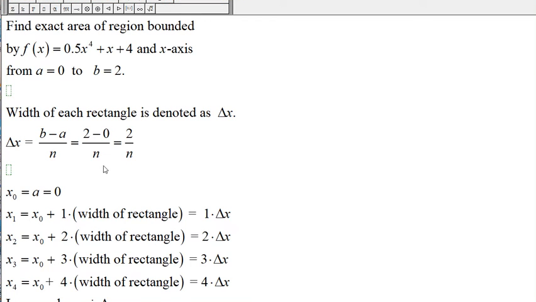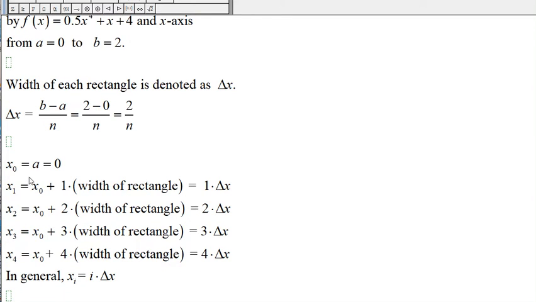First, let's find the areas of n number of rectangles. Delta x represents the width of each rectangle, and the width of each rectangle can be found by doing b minus a over n. In this case, b is 2, a is 0, so we get 2 over n. 2 over n will be the width of each rectangle. Initially, we filled it up with 5 rectangles, so n would be 5, and the width of each rectangle would be 2 divided by 5, which is 0.4. But here we want it to be just n.